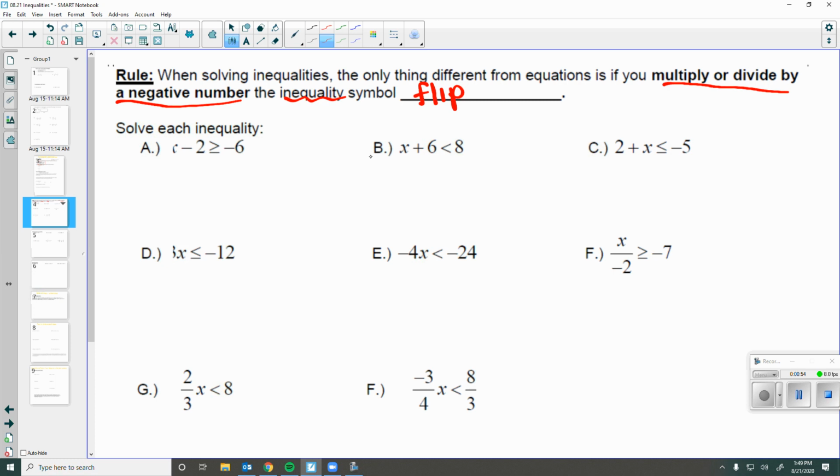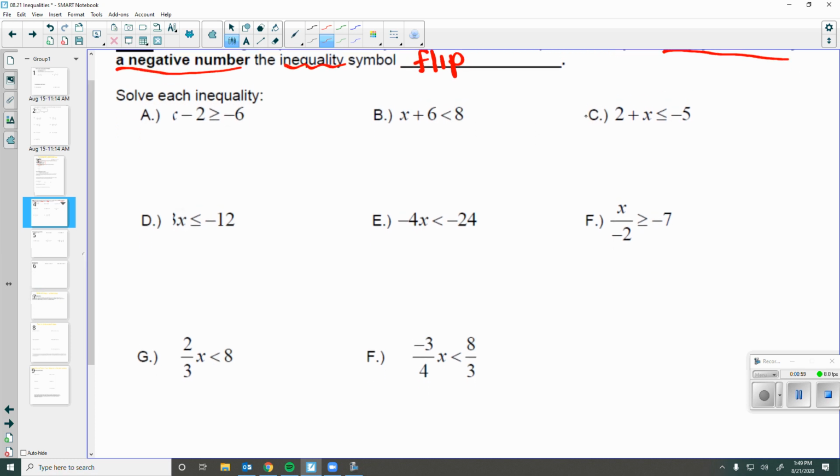So I want you to go ahead, and we're just going to skip around on this page. I want y'all to do C, D, that's supposed to be a 3, F, and G. I'm going to give you a few minutes. Go ahead and get those done.